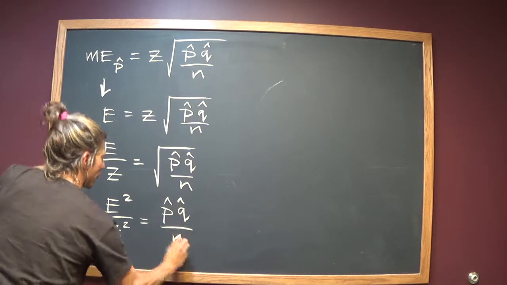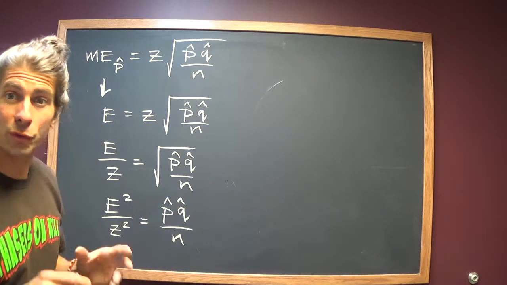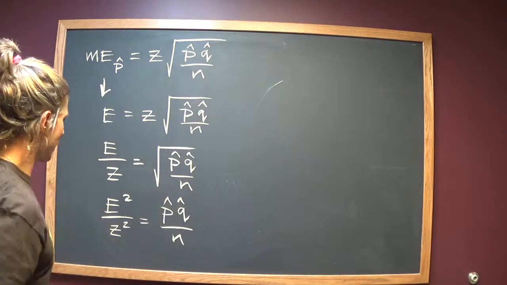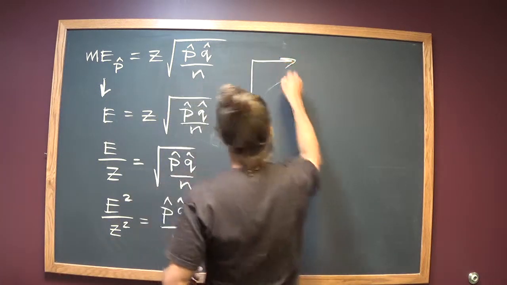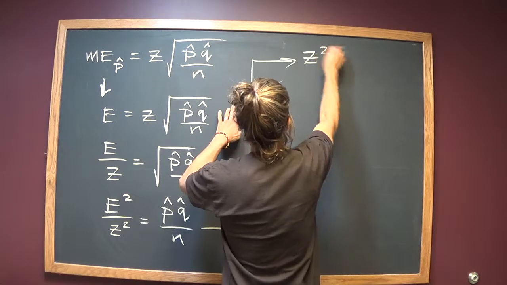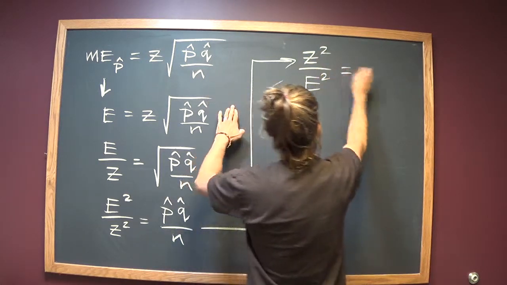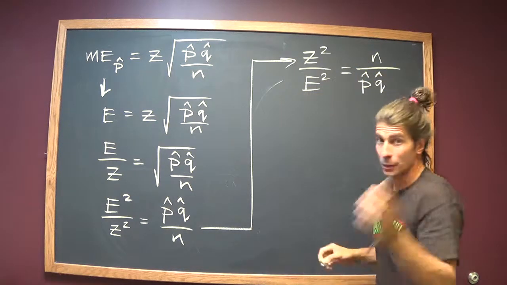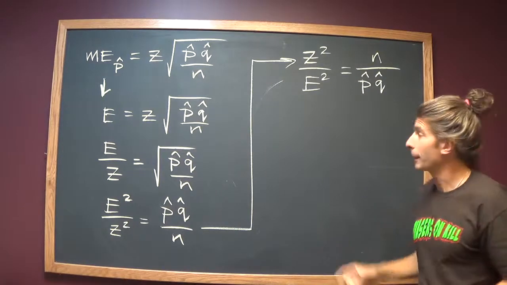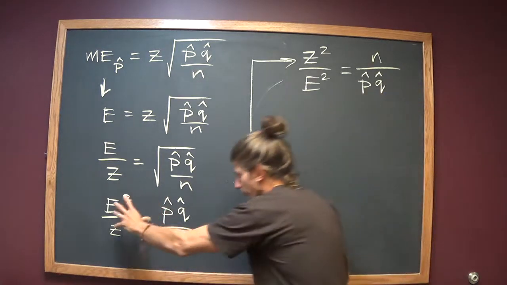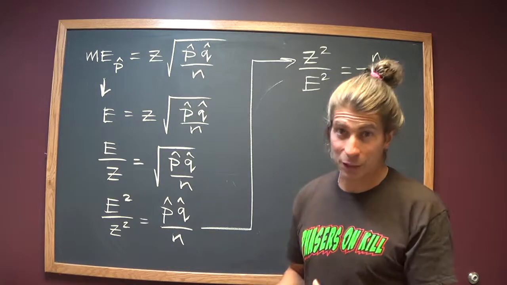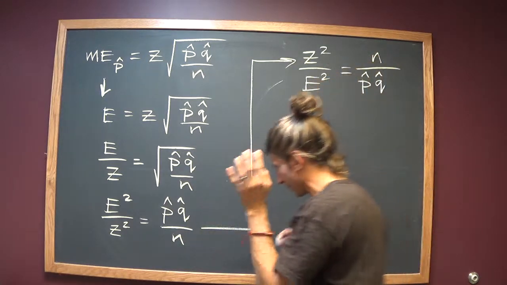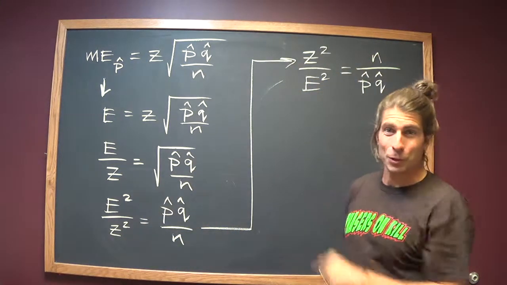equals p-hat q-hat over n. Now we're going to use one of those awesome rules from algebra. Since we have a pure proportion here, I'm going to flip both numerators and denominators, which is pretty fun. So we're going to have on this side z squared over e squared equals n over p hat q hat. Just a side warning. You can only do that when you've got a pure fraction equal to a pure fraction. When I say pure fraction, that means there's no 1 plus or minus n or anything like that going on. So as long as it's a fraction equals a fraction, then you're good to go with what I just did.